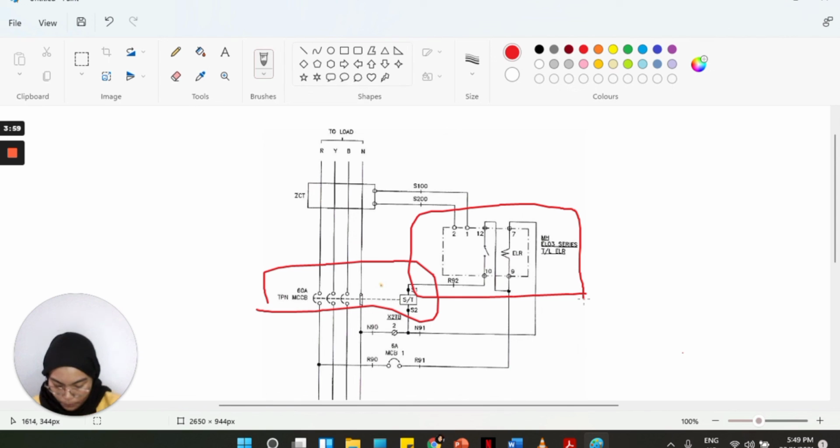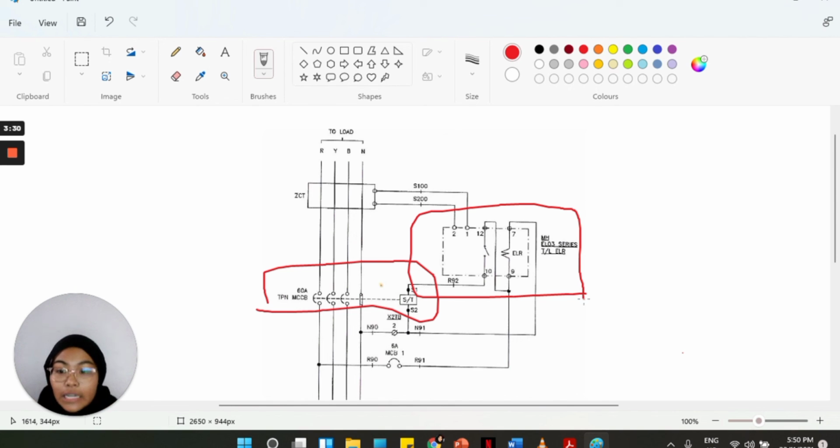So the function of this relay is to find the leakage current. So before leakage happens, the incoming and outgoing current are equal. That means the vector sum of the 3-phase current is equal to 0. But what will happen if there is leakage?